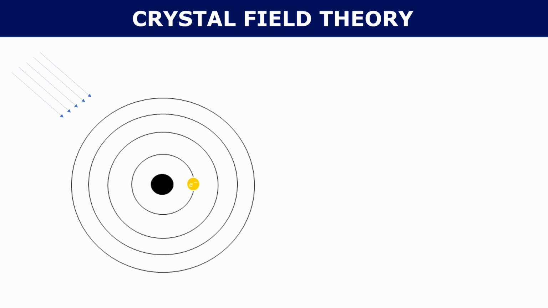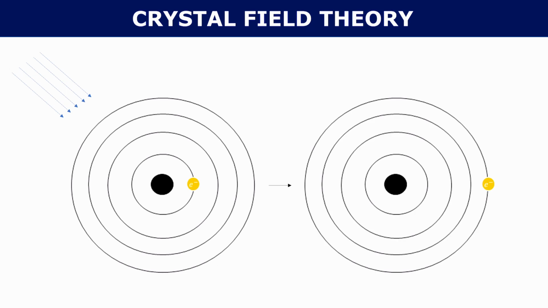Let's introduce white light. White light is light containing all wavelengths of light. Light is a form of energy. It's a form of electromagnetic radiation. And so what happens is that the electron can absorb some of that energy and get excited. It moves up to a higher energy level.